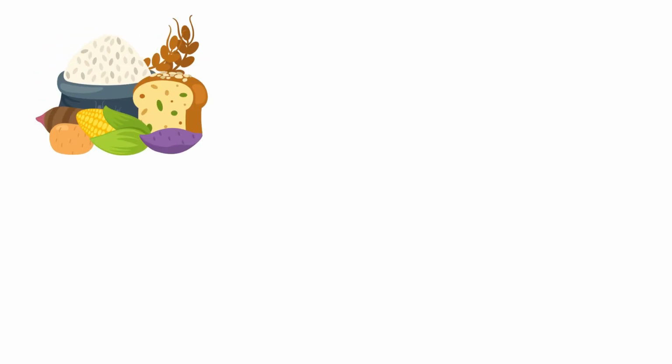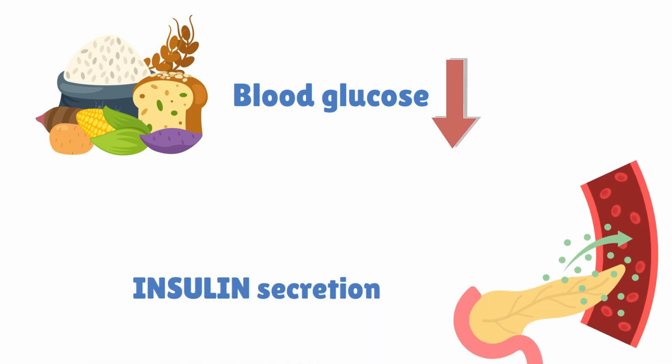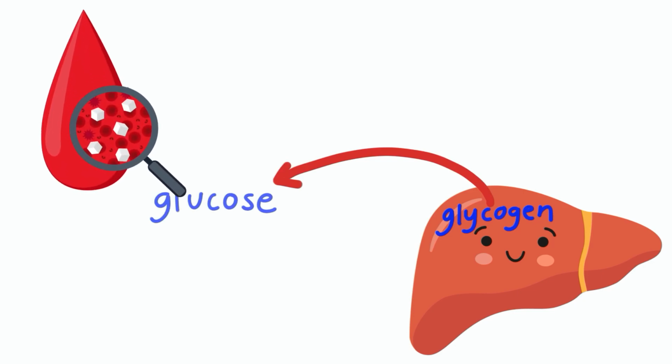When food is not available and the blood glucose concentration begins to fall, insulin secretion decreases rapidly and the liver glycogen is split back into glucose, which is then released back into the blood to keep the blood glucose concentration from falling too low.